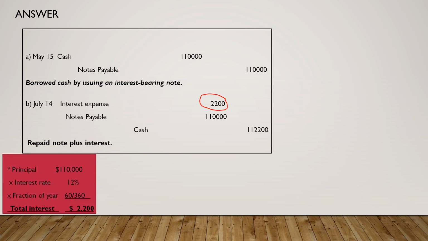I just multiply the principal with the interest rate, 12%, and the fraction of the year, which is the duration of the note, 60 days over 360 days of the year. That gives me 2,200, which is the number inserted here in the entry for debiting the interest expense. What about the 112,200? This is the loan along with the interest of the 60 days. This is the amount of cash I pay on the maturity date, which is the loan along with the interest of the duration of the note, which is here 60 days.